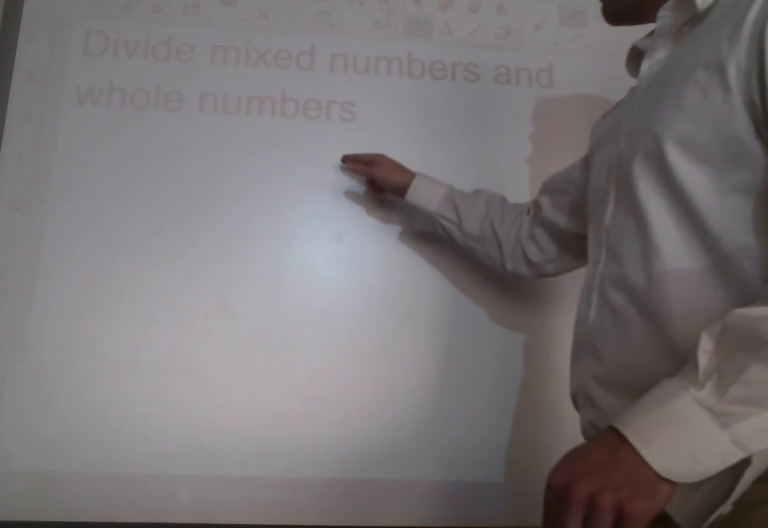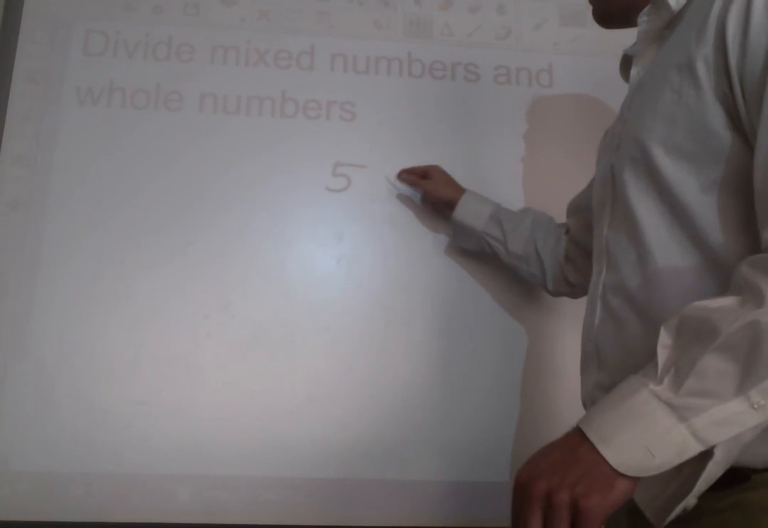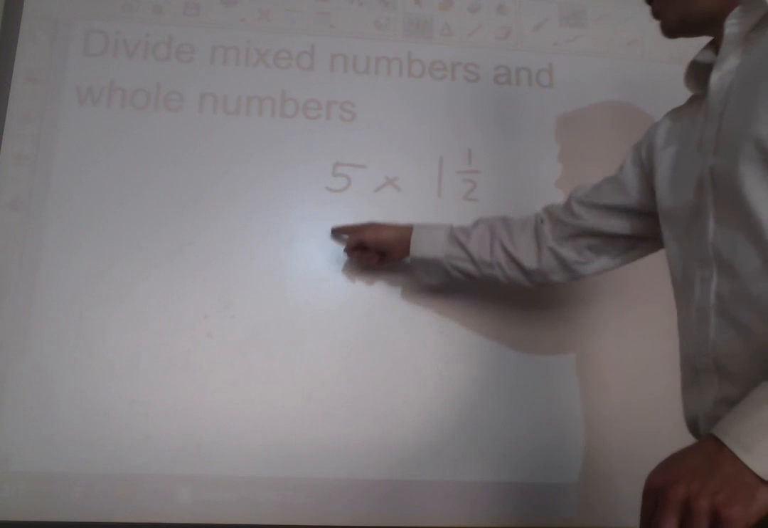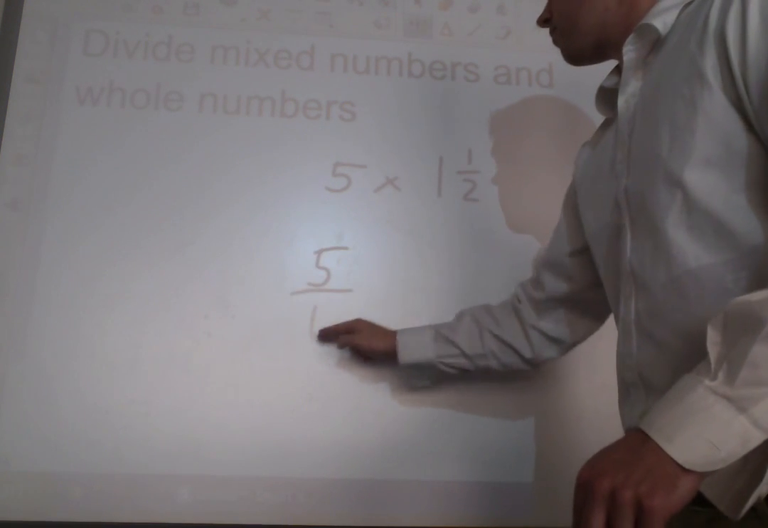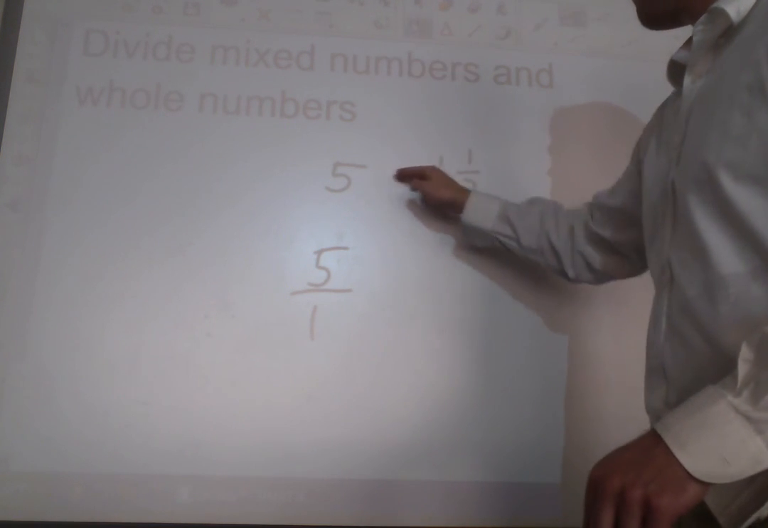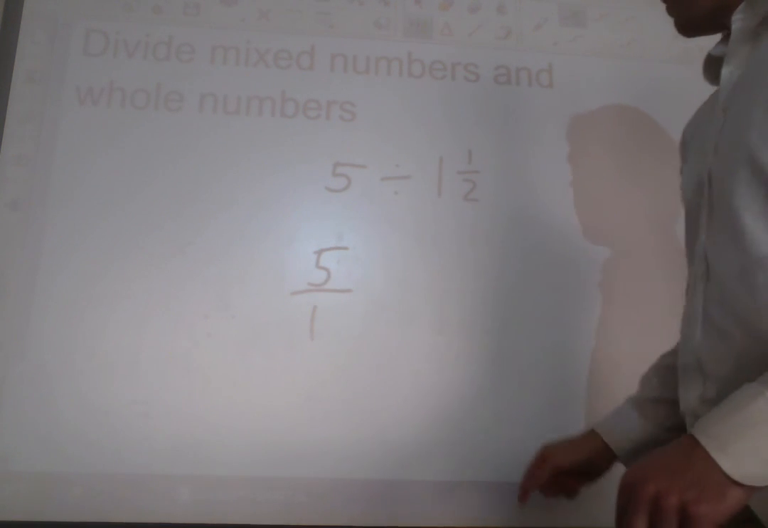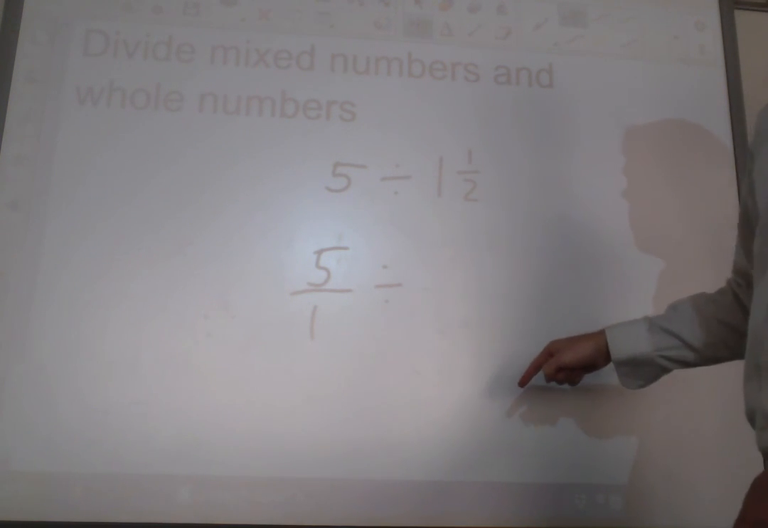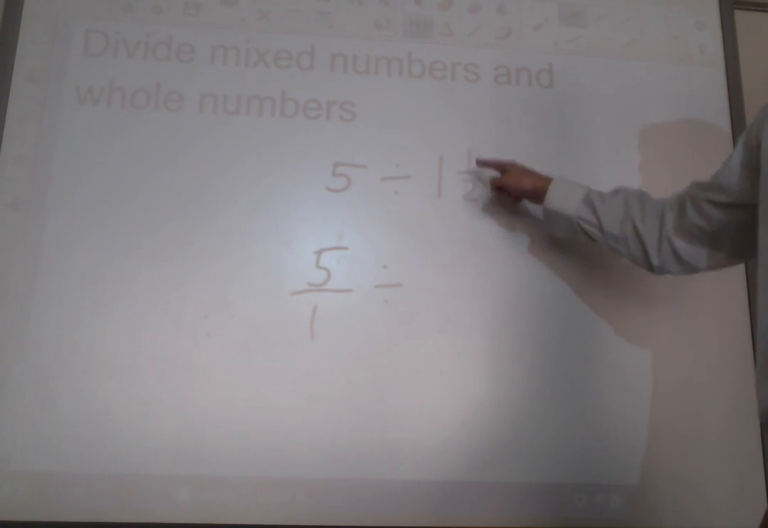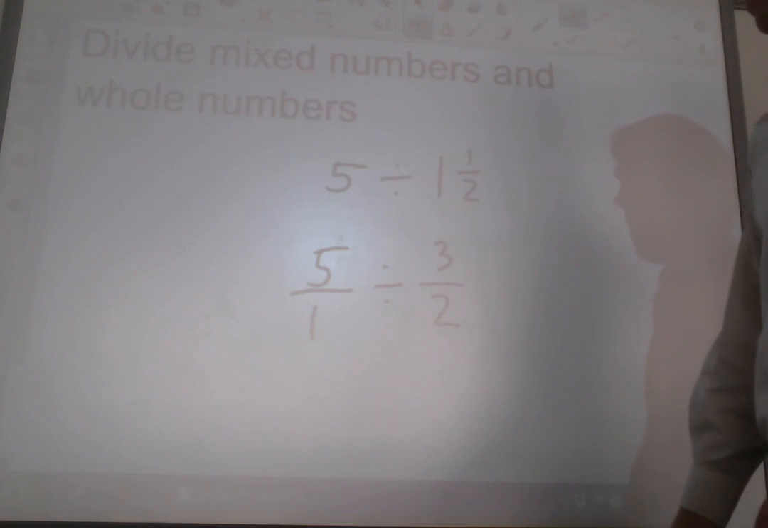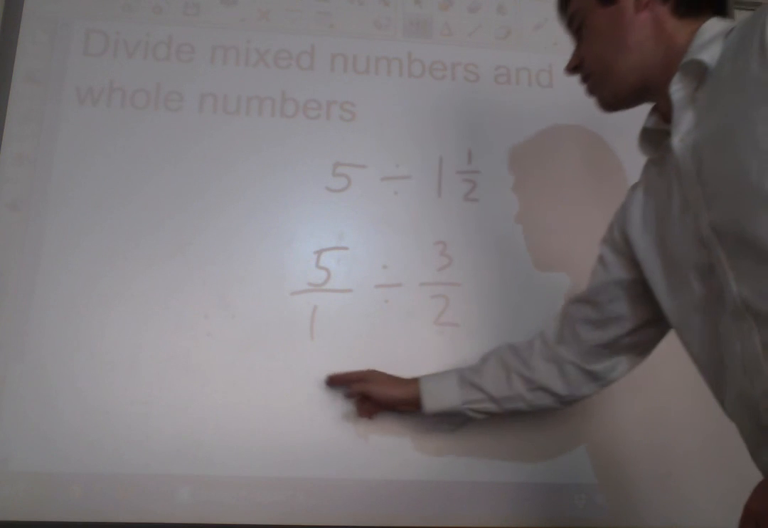If you're using a mixed number, let's say 5 divided by 1 1/2. Change it into a fraction. Whoops, we shouldn't be multiplying, my fault. That should be dividing. All right, we change that into a fraction. We need to change this mixed number into an improper fraction. 1 times 2 is 2, plus 1 is 3. All right? And then keep, change, change.